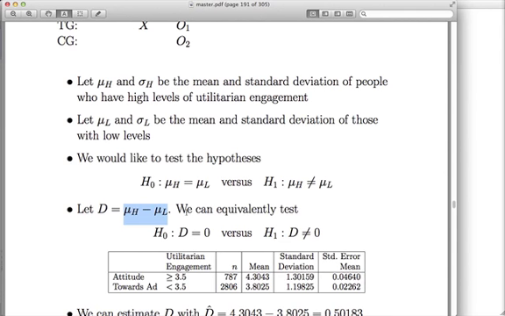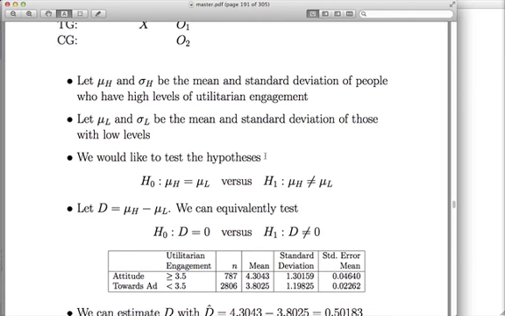And so an equivalent test is if we test whether D is equal to 0. So this is equivalent because D is equal to 0 if and only if mu H equals mu L, right? The only way we can get a difference of 0 is if these two things are equal to each other. Likewise, when these things are not equal to each other, then D will not be equal to 0. All right, so having stated the null and alternative, let's go look at the data that we have.